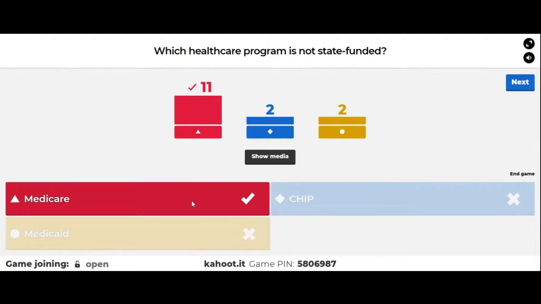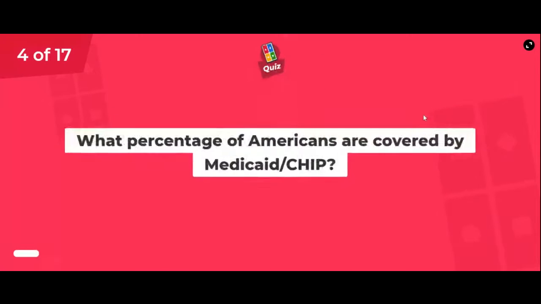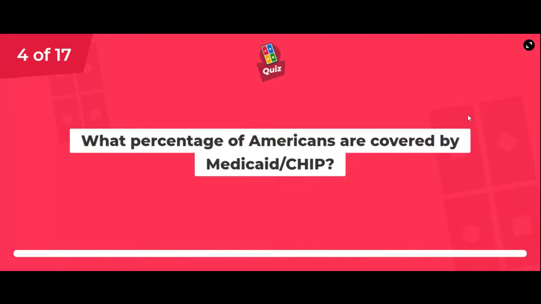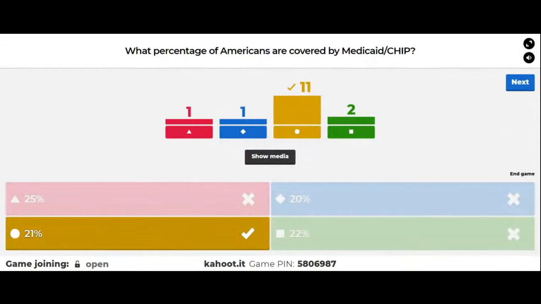Right. Medicare is a federally funded healthcare program. Medicaid and CHIP are both jointly funded by the federal government and state governments. That's right, on the slide it was 21%. I threw 20% there to be hard because I said about 1 in 5, but the answer is 21%.